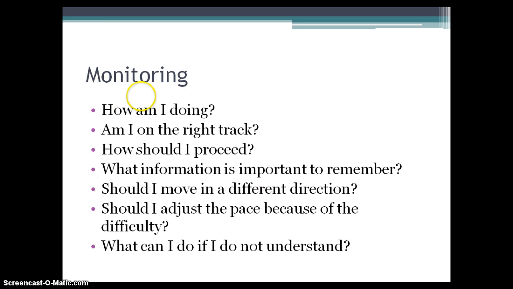So the next stage is monitoring. The monitoring stage is kind of like the safety check during the process. It's where the student asks, how am I doing while they're doing the task? Am I on the right track? How should I proceed? What information is important to remember? Should I move in a different direction? Should I adjust the pace because of the difficulty? And what can I do if I don't understand?